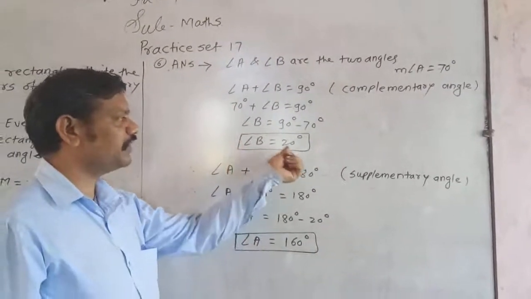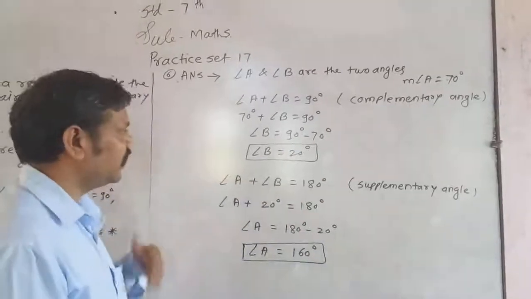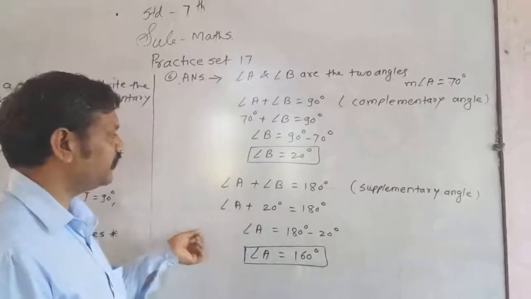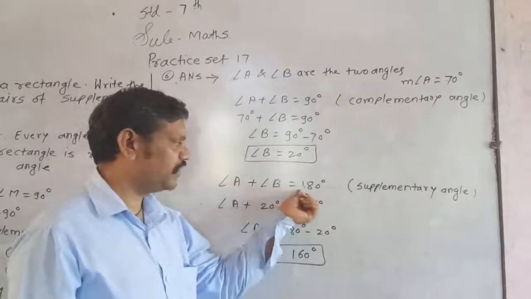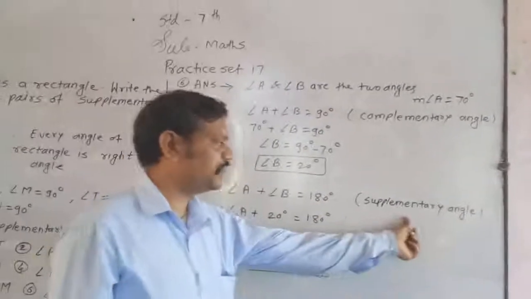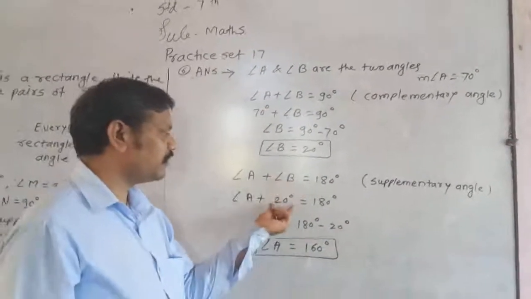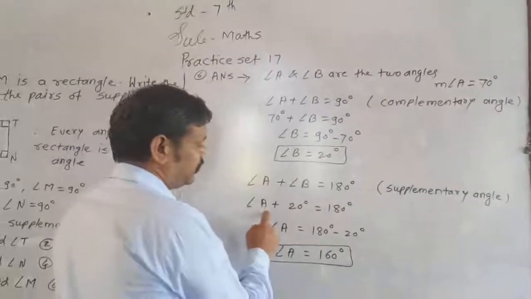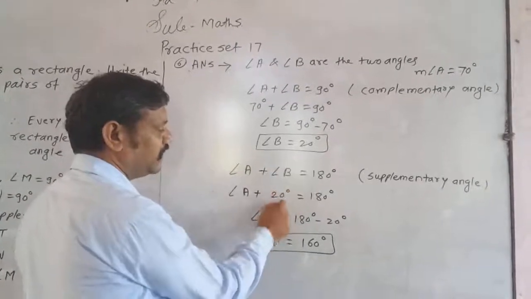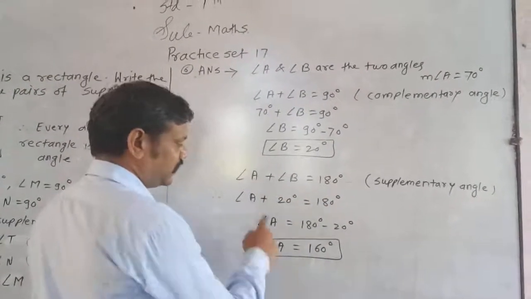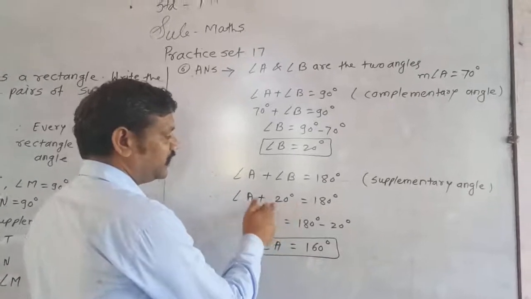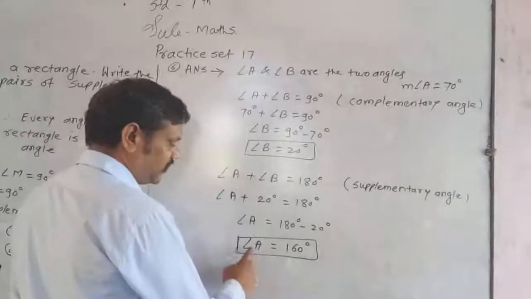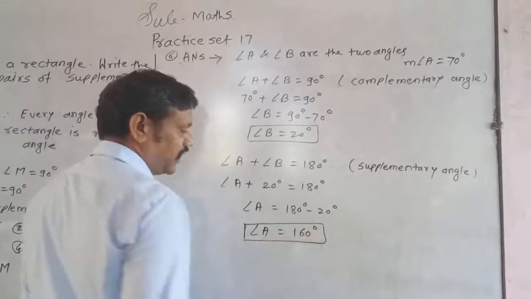What is the measure of the complement of A? Angle B, 20 degrees. Now find the supplement of the complement. So angle A plus angle B is equal to 180 degrees, that means supplementary angles. We have the measure of angle B, 20 degrees. So angle A plus 20 degrees is equal to 180 degrees. Therefore angle A is equal to 180 degrees minus 20 degrees, left side addition, right side subtraction. So angle A is equal to 160 degrees.